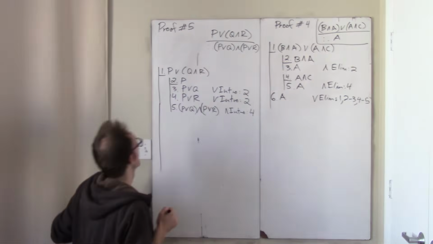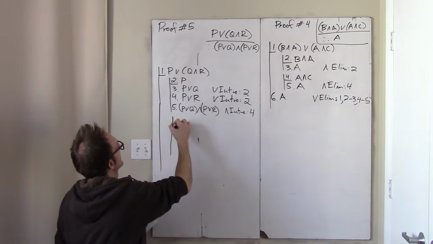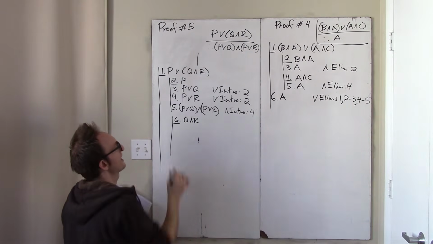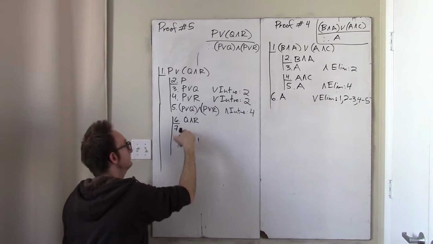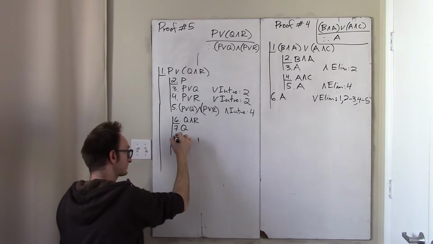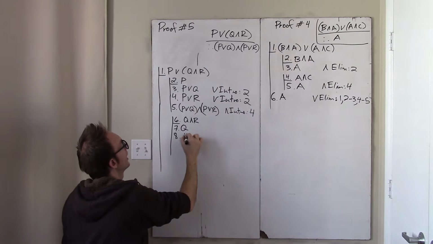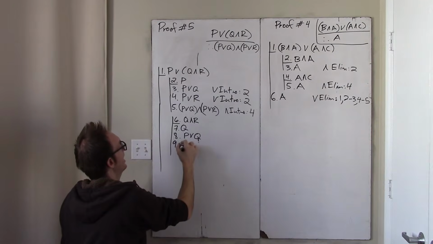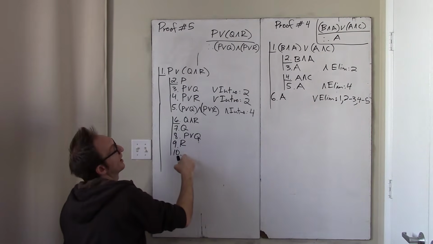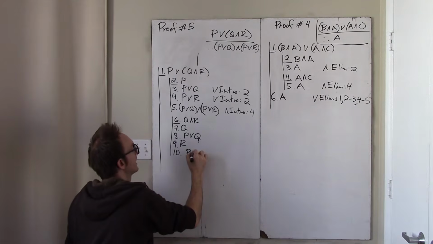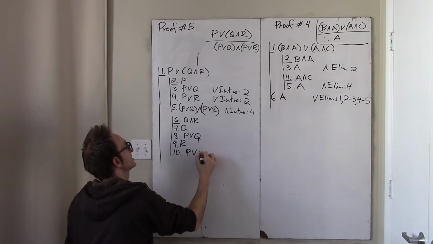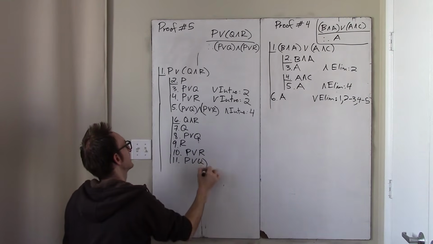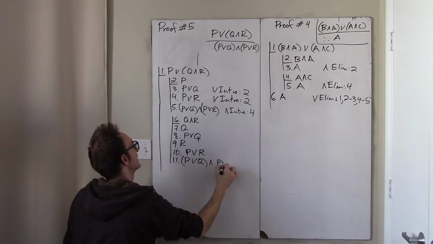Okay, well, what about the other possibility? What if it was Q and R that was true instead? Well, then I can still do this, right? Because I can get Q, and I can or P onto the front of Q. On the other hand, I can get R, and I can or a P onto the other side of R, and then I can AND them together. So (P or Q) and (P or R).